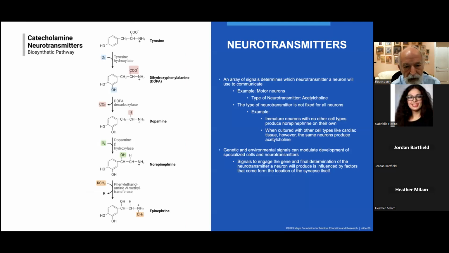Neurotransmitters. An array of signals determines which neurotransmitter a neuron will use to communicate. Examples, those neurons that have developed into motor neurons generally have only a single type of neurotransmitter in the postsynaptic cell, acetylcholine. The type of neurotransmitter is not fixed for all neurons.